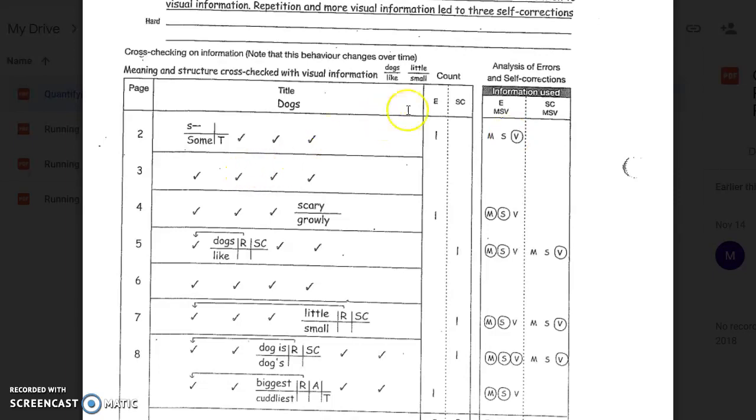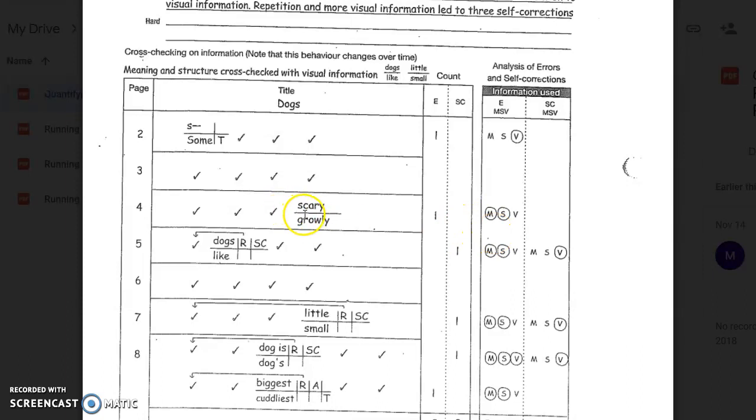The reason we write MSV in the error column is because we want to know what the student was relying on when they erred. We can definitively say that he was relying on graphophonics because he was trying to sound out the word. We won't know what else he could have done because the teacher told him. So you circle visual here. Moving down to the next miscue, scary for growly, we write MSV because it is an error.